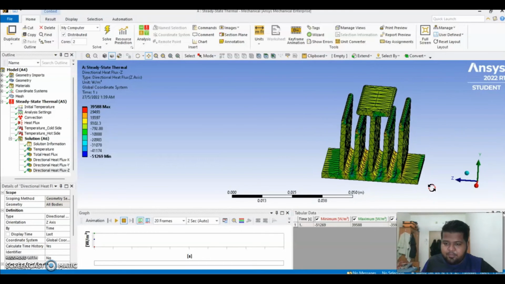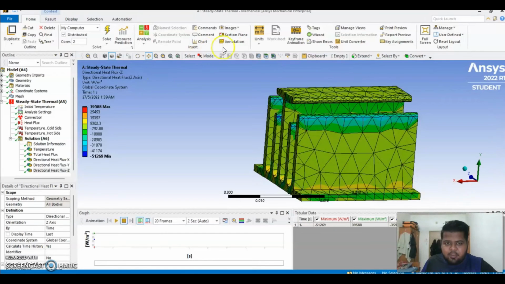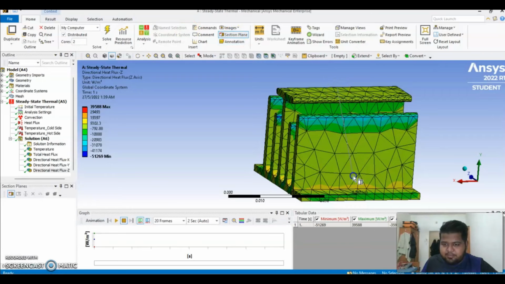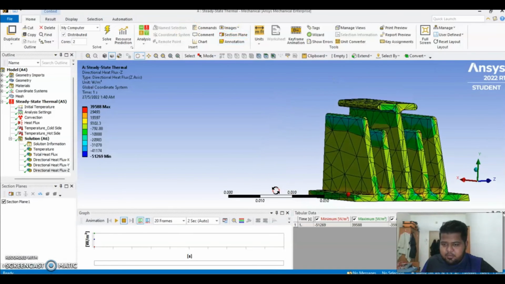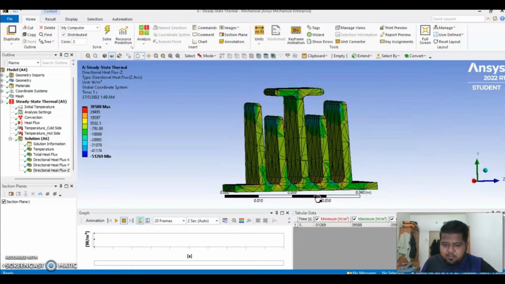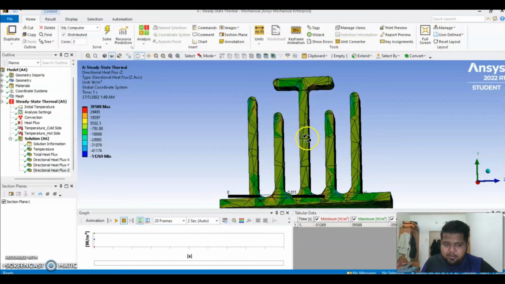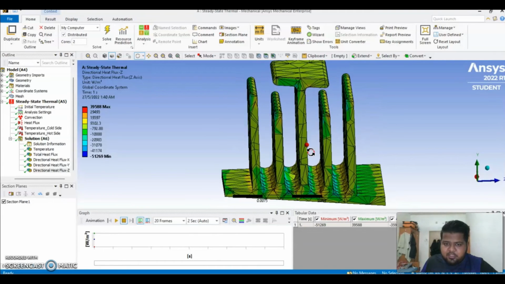Okay, if you want to check it in more detail, you can also zoom in, and you are able to see the contours more clearly from the bottom part to the top part on how the heat flux is distributed.